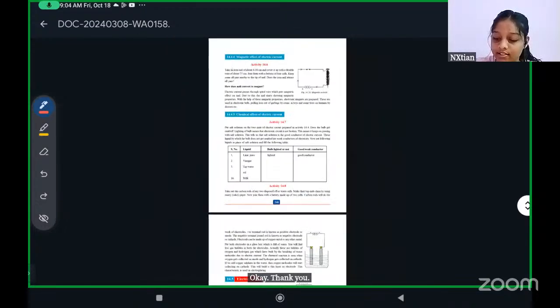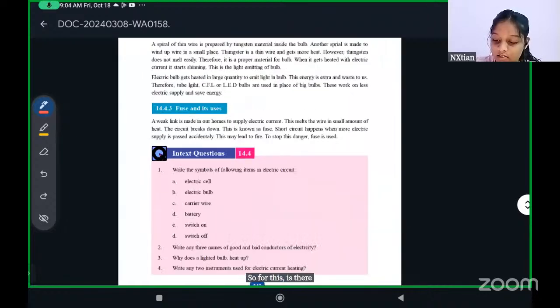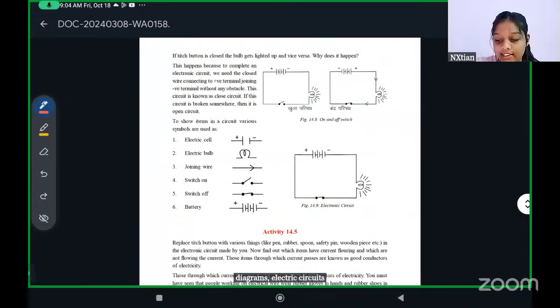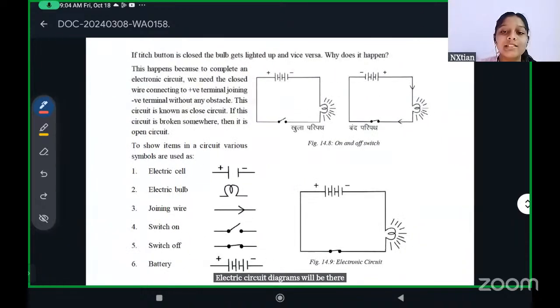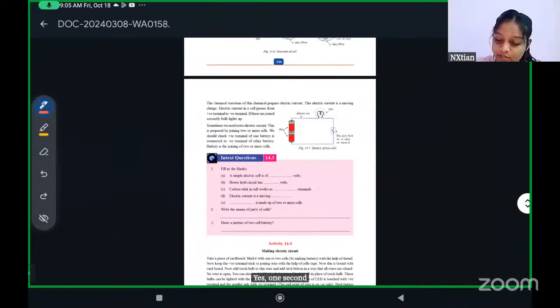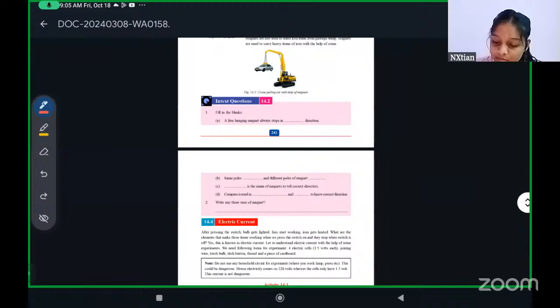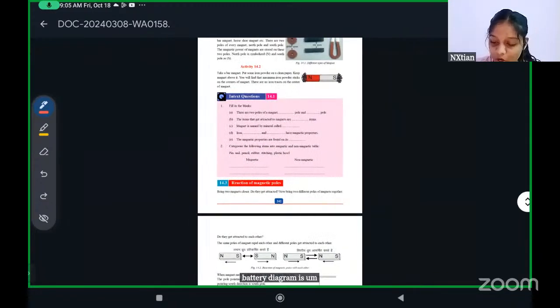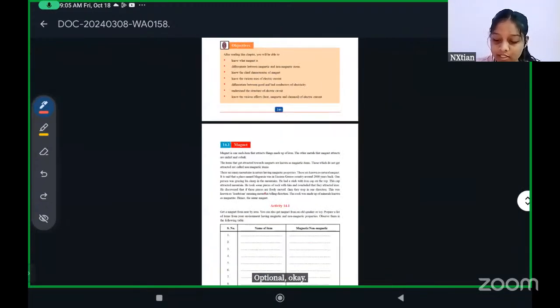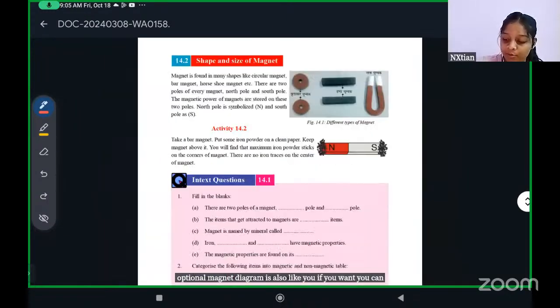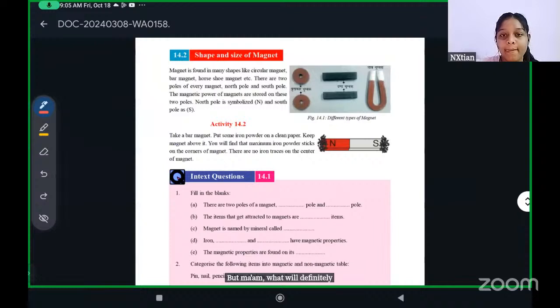For this, are there any diagrams? Electric circuit diagrams will be there. These circuit diagrams, these ones? Yes. One second, let me see if anything else is there. Battery diagram is optional. Magnet diagram is also, if you want, you can draw it. But ma'am, what will definitely be there in the test? Just the symbols one?